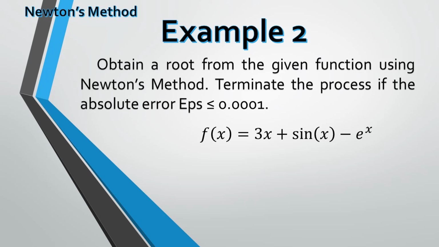Let's try to use the same program using a transcendental function example. Obtain a root from the given function using Newton's method. Terminate the process if the absolute error epsilon is less than or equal to 0.0001. The function of x given is equal to 3x plus sine x minus e raised to the x.